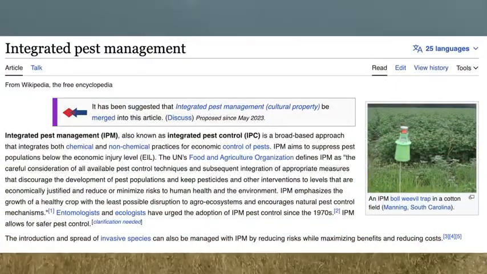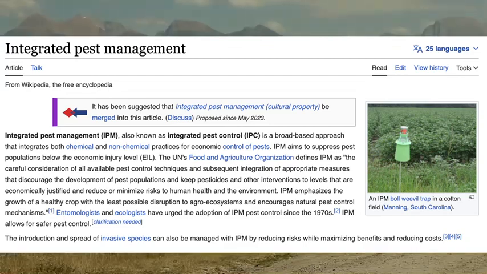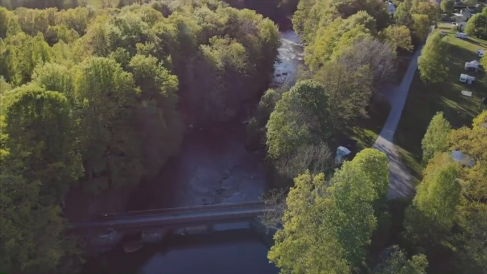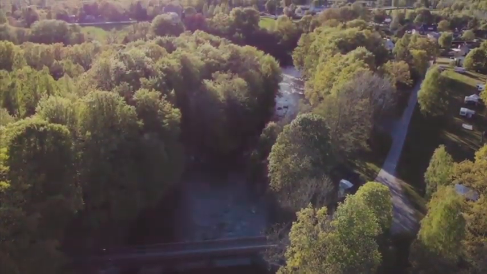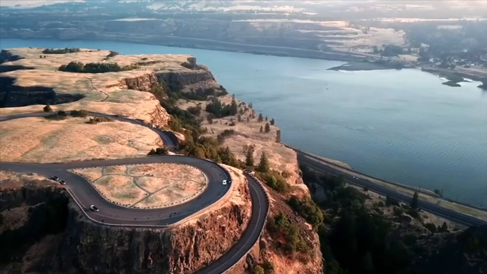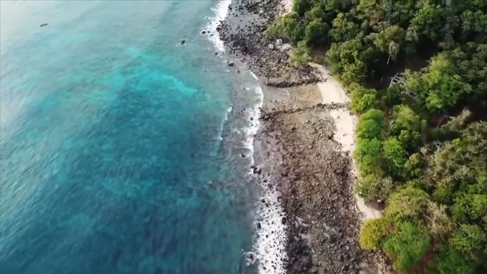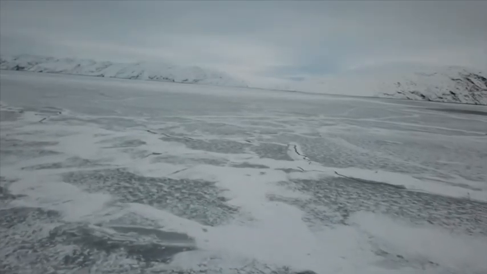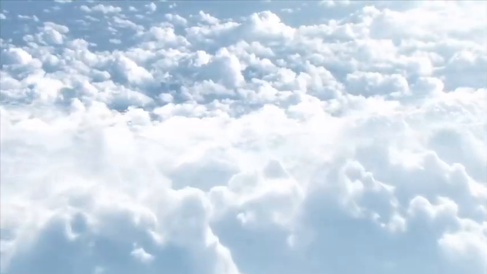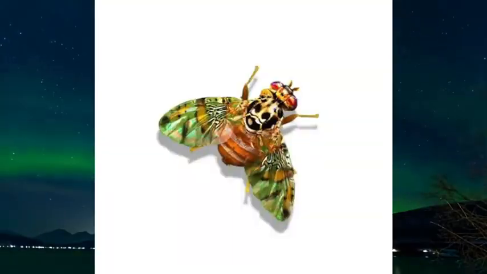Integrated Pest Management, IPM. IPM is a holistic approach to pest control and combines multiple methods such as biological control, cultural practices, and chemical pesticides to reduce pest populations in a sustainable way. Biological control involves using natural enemies such as predators or parasites to control invasive species. The US Department of Agriculture has used a combination of biological control and IPM to successfully control invasive species such as the gypsy moth and the Mediterranean fruit fly.